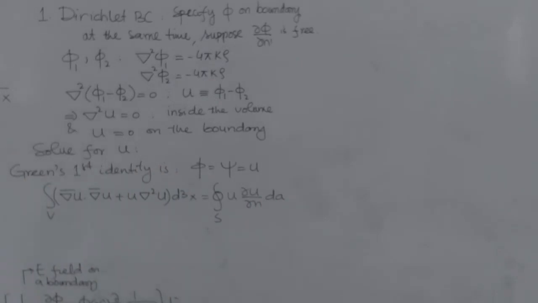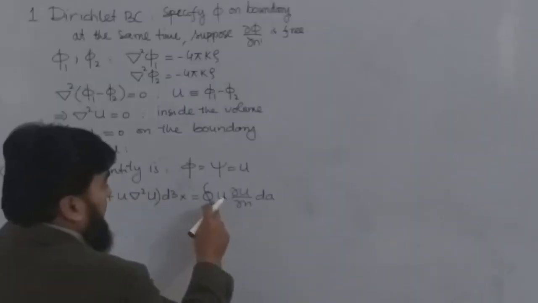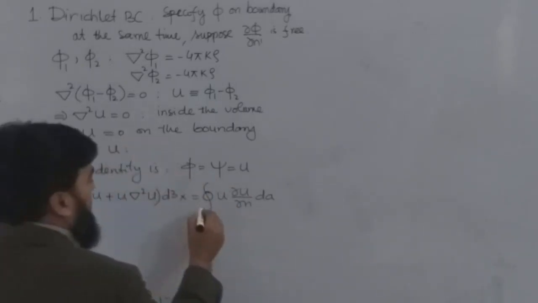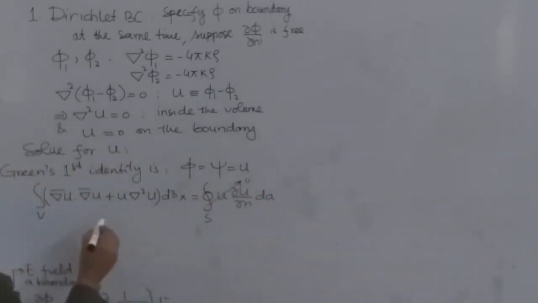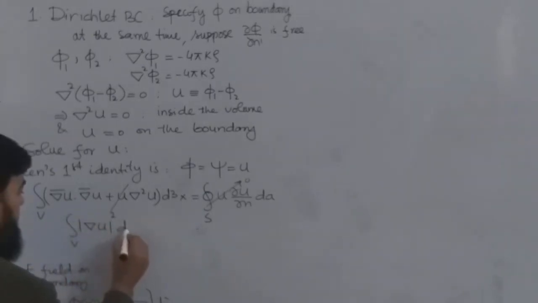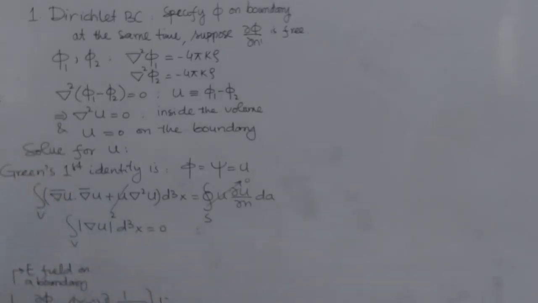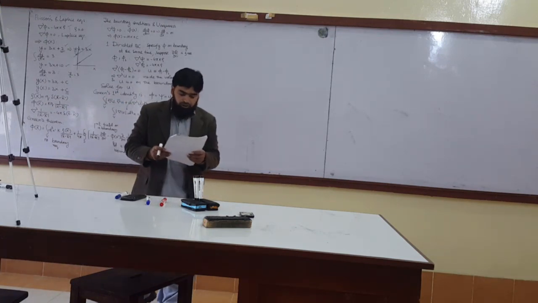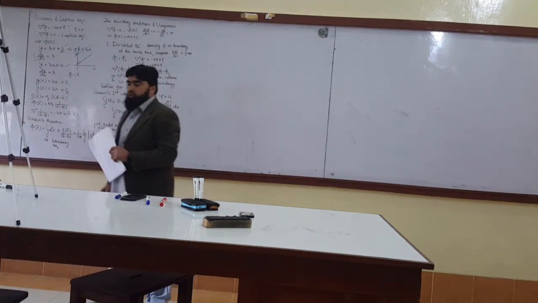This is the surface, this is the boundary. Now I say that on the boundary, on the surface, u is equal to 0. So this term goes to 0, and similarly this one will go to 0. So I can write that the integral over the volume of mod del u square d cube x is equal to 0, meaning the gradient of u is equal to 0.